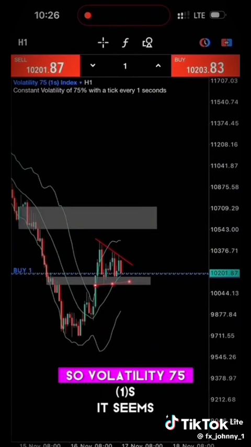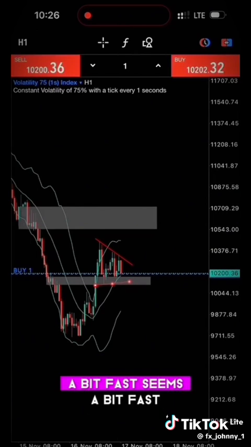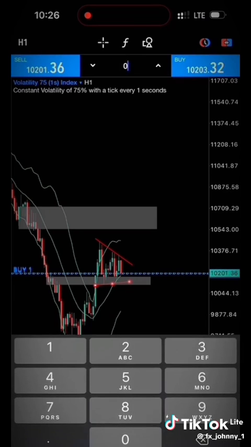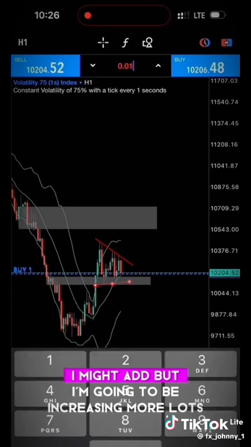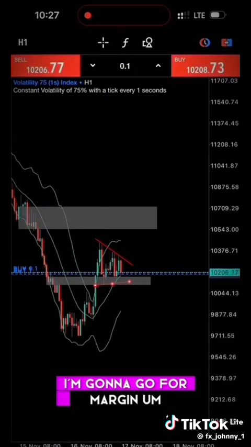So, Volatility 75 (1s), it seems a bit fast. Am I dead? But I'm going to be increasing more lots. I'm going to go full margin.